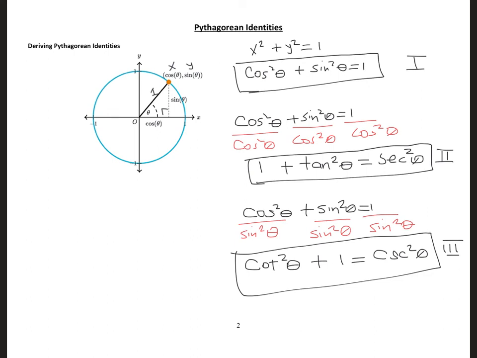So now we shall be using these identities to simplify trigonometric expressions in later videos.